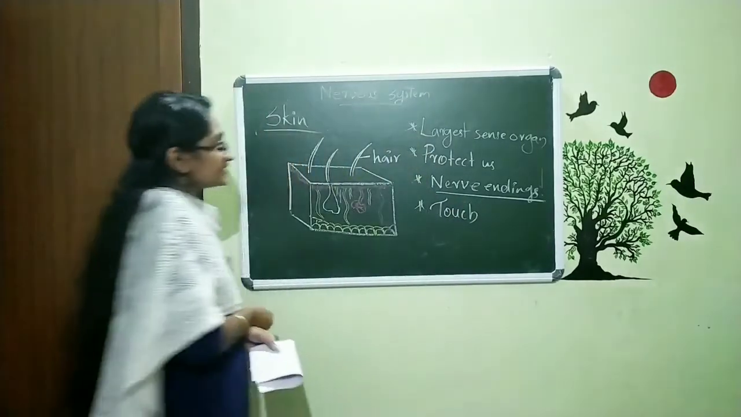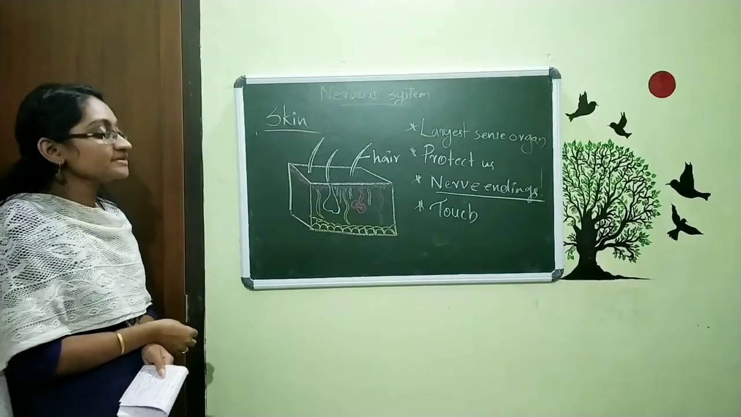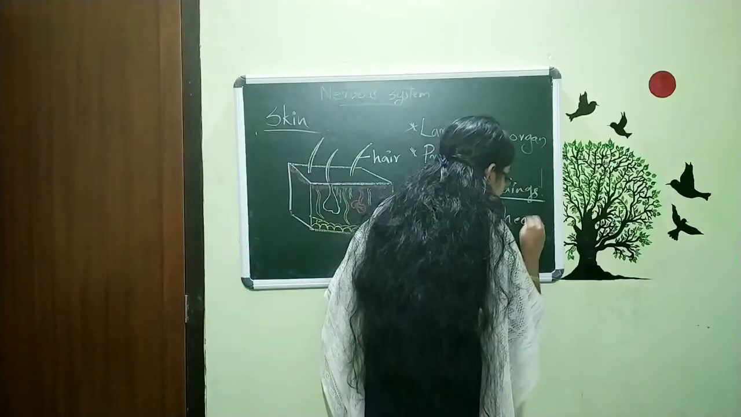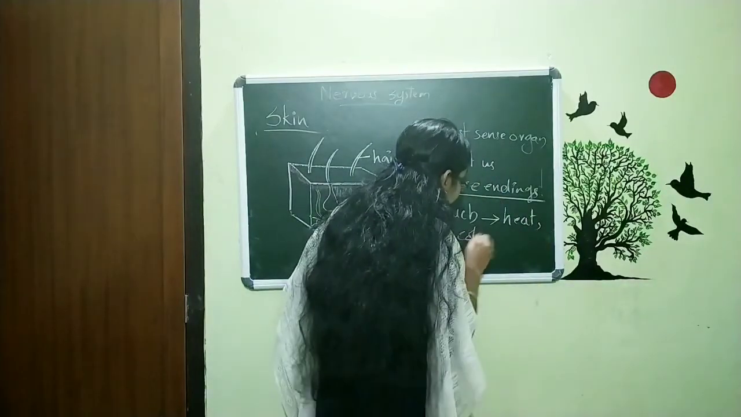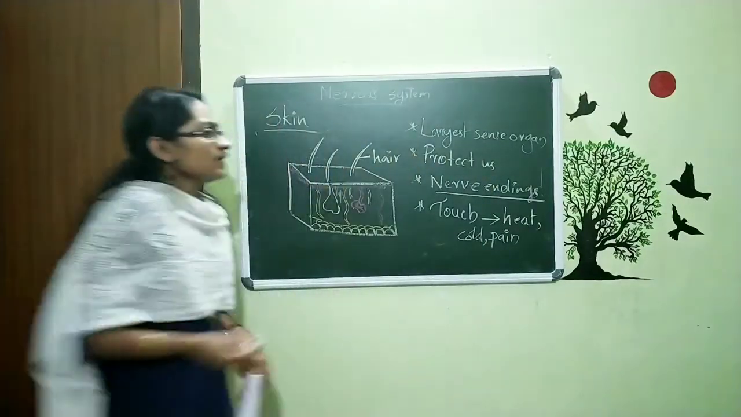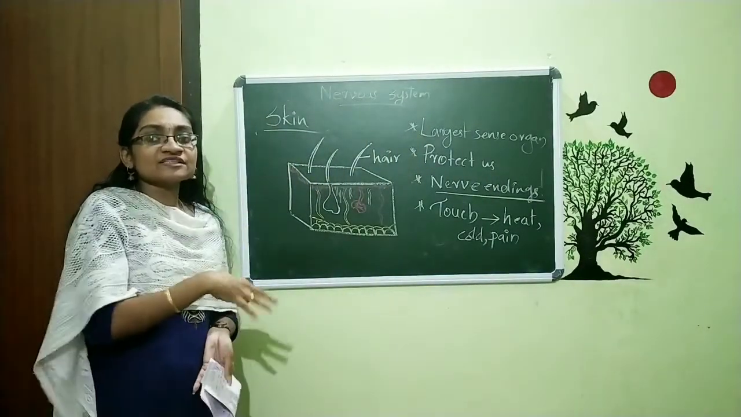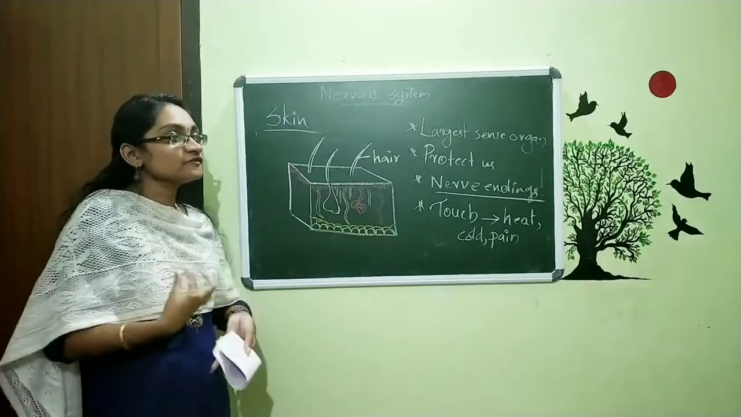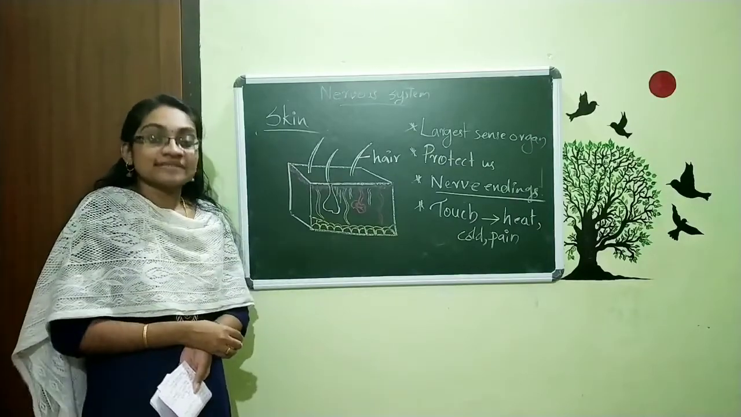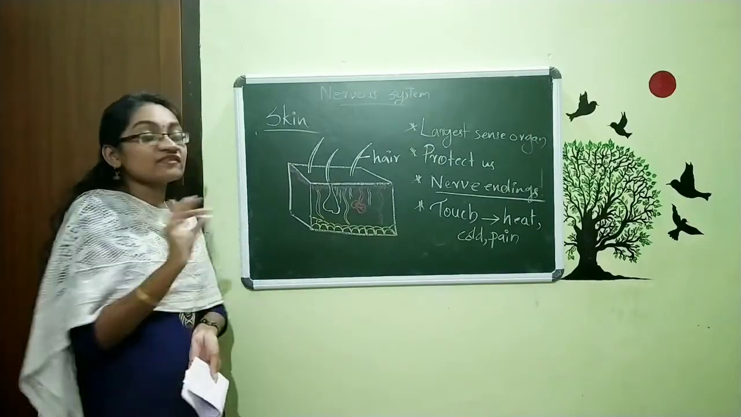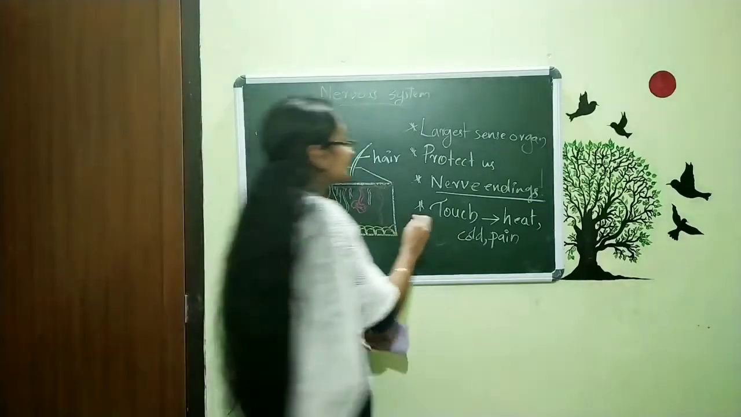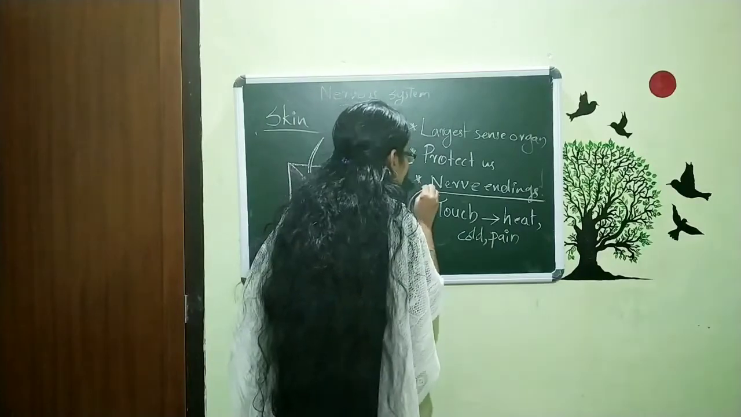The sensation is touch, and we can also say it identifies heat, cold, pain, etc. When I put my hand in a glass filled with cold water, how do I feel the cold, or how can I feel it is cold water? That is because it is identified by the skin present in our hands. So that is done by the nerve endings present in our skin.